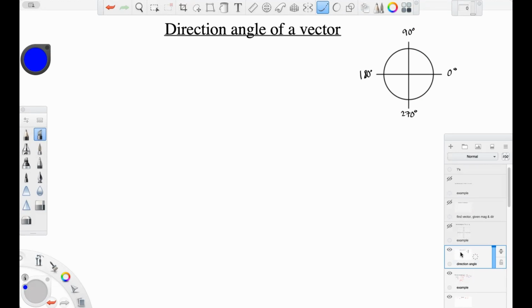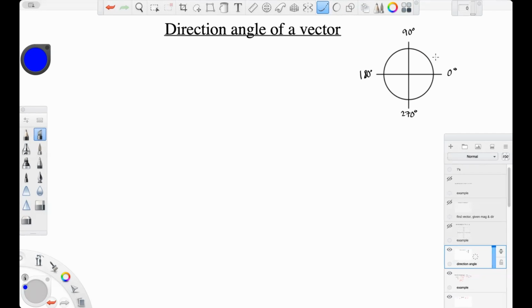When we talk about direction of a vector, there are a few different methods that we can use to describe directionality. Most of them come from unit circle measures, and then we interpret those in different ways. So more on that later. We're going to focus right now on how to describe the direction angle of a vector.